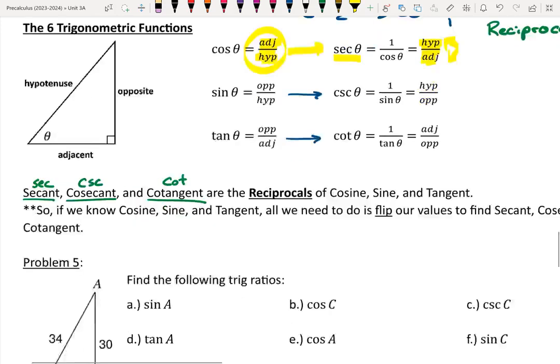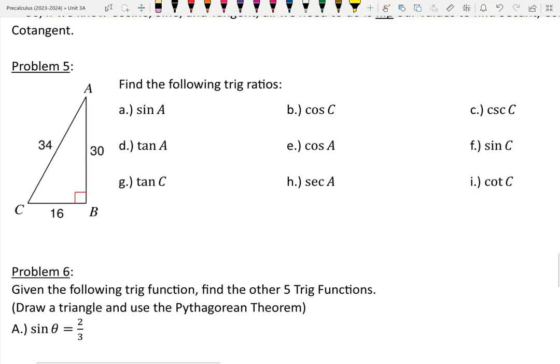All right, so in problem number 5, we have our triangle right here. We have triangle ABC, and we want to find these 9 different trig ratios here. So starting with sine of A, and this is again very important, what angle are we looking at? Angle A. Sine is opposite over hypotenuse. Well, what is my opposite side from A? That would be 16. So 16 over 34, which could be reduced if we wanted to.